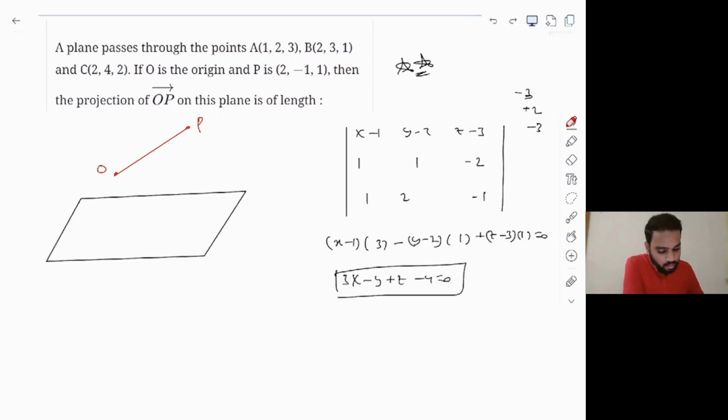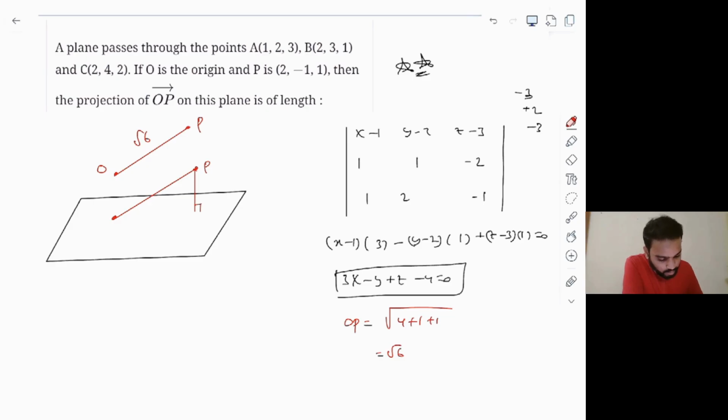So for that, what I'm going to do is, first of all, I'll try to find out the distance OP here. It will be square root of 4 plus 1 plus 1, distance between origin and the point P, which is equal to square root of 6. And what I'm going to do is, without changing the direction, I'm going to put the same OP here like this. Now I'll try to form a right angle triangle here like this.